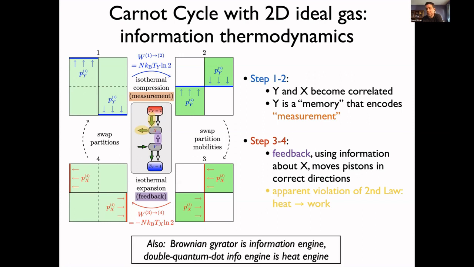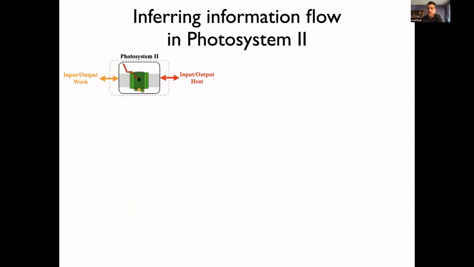Okay, we've done a similar analysis for the Brownian gyrator to show that it, a sort of conventional stochastic thermodynamics model for a heat engine, is also an information engine under the hood. And the double quantum dot information engine is also a heat engine. Finally, you can invert this information flow arbitrage relation, and you can use it to put bounds on the information flow, which is a quantity that's generally not tractably measurable in experiments.